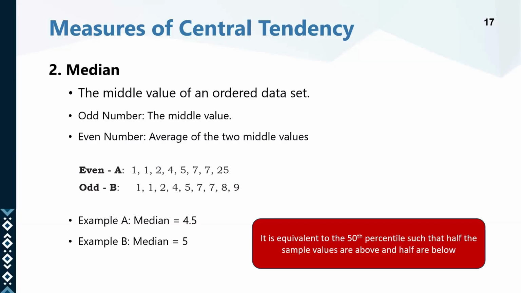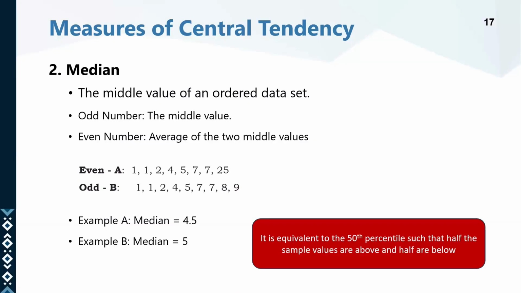So that's what we did for the values that are displayed here, where the set of values A is even. So we take the two middle values, which are 4 and 5. When we add and divide by 2, we have 4.5. And for the odd number of values here, the central value is 5. So we just pick the central value.